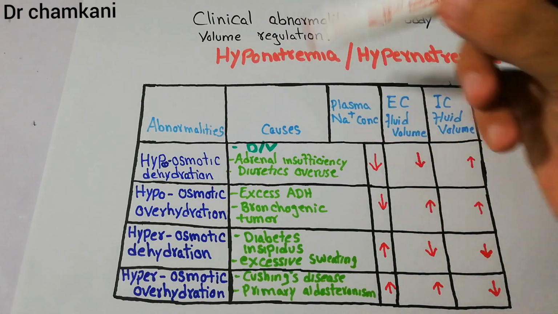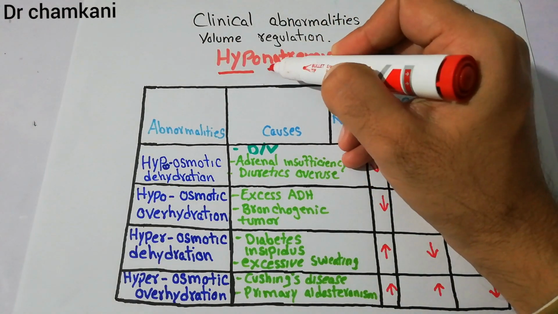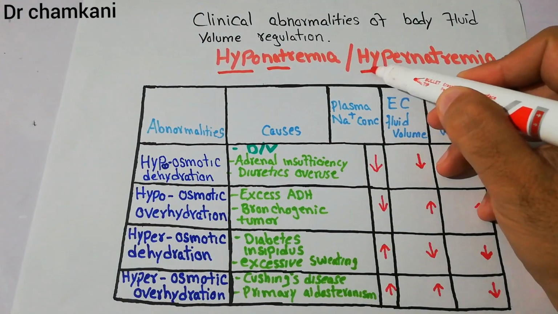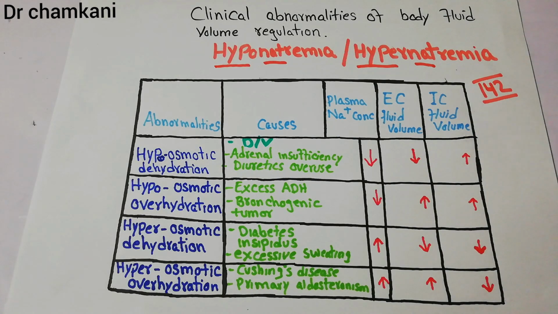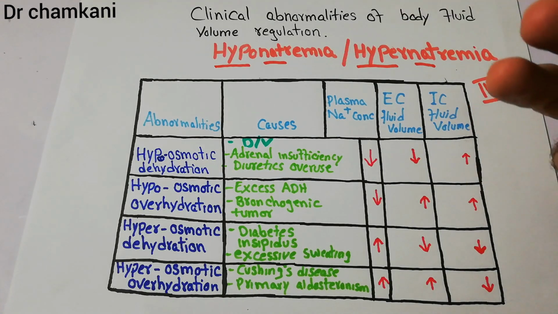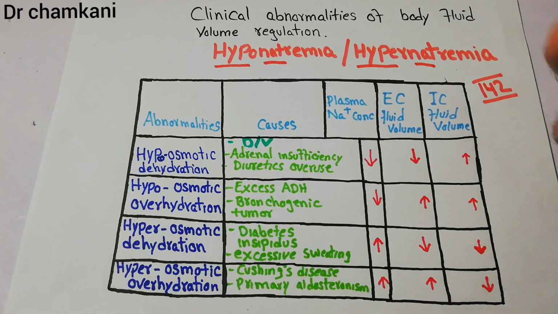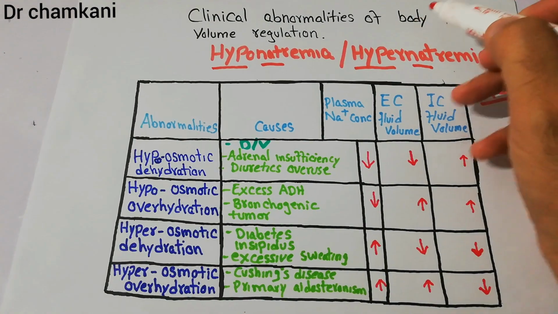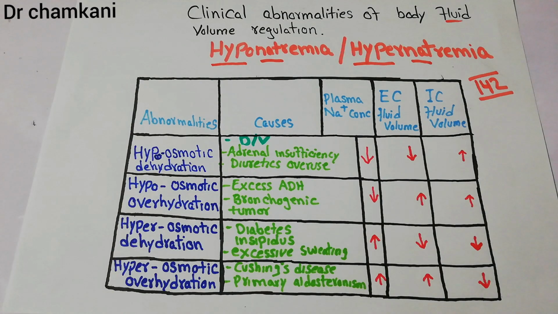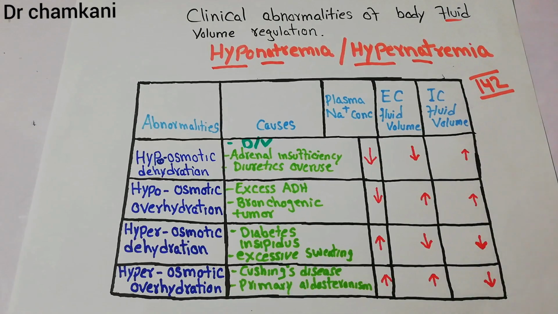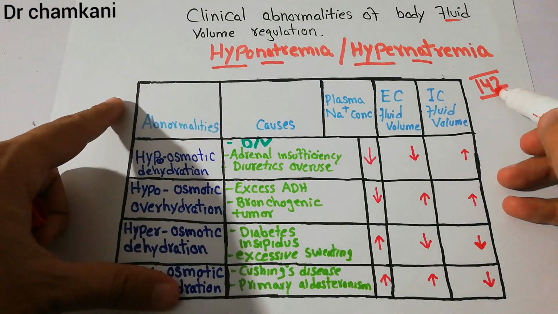So hyponatremia is basically hypo, or a decrease in the sodium, and hypernatremia is basically hyper, an increase in the sodium in the blood plasma. These increases and decreases in sodium levels are the most common clinical abnormalities related to body fluid, and they give rise to a lot of clinical abnormalities. Now, we will discuss some of the most important causes of hyponatremia, and then we will discuss some of the important causes of hypernatremia.